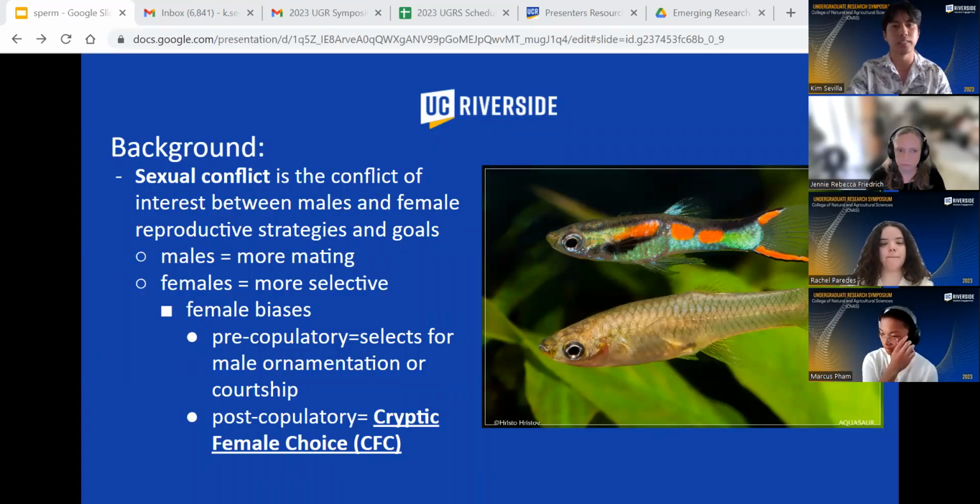So to provide some background, sexual conflict is when the reproductive interests of males and females differ, leading to opposing reproductive strategies and goals for each sex in terms of mating. As a result, males tend to have a higher reproductive rate to maximize their fitness. Females, on the other hand, tend to be more selective and invest more in choosing mates that enable their offspring to inherit better qualities. The females can bias sexual selection pre-copulatory, or before mating, to select for traits such as male ornamentation or courtship. Females can also bias post-copulatory in the form of cryptic female choice, which I will discuss next.